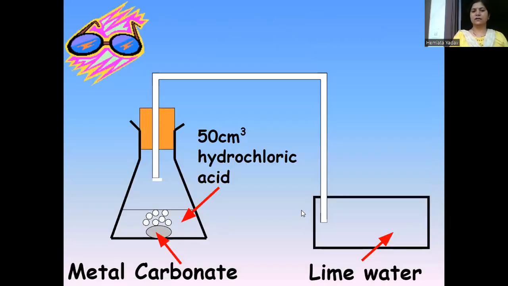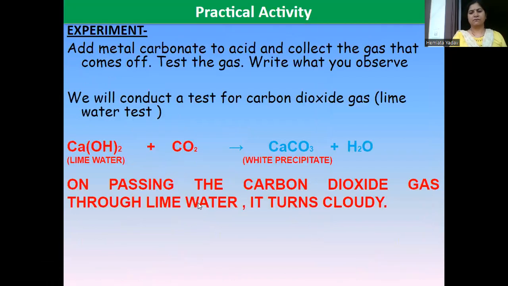Now this is a diagram, and we have done this activity in the class as well. When we take metal carbonate and add hydrochloric acid to it, we will get metal chloride. And if we pass this gas into lime water, CO2 will be evolved and the lime water will become milky. The experiment given is: add metal carbonate to the acid, collect the gas that comes off, test the gas, and write your observation.